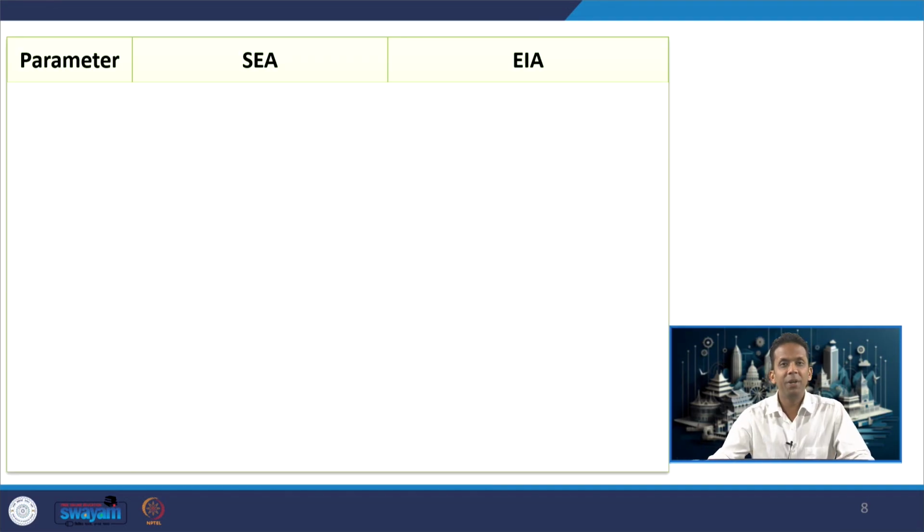I will not say we are comparing it, but let us see how SEA can be distinguished from EIA based on different sets of parameters.